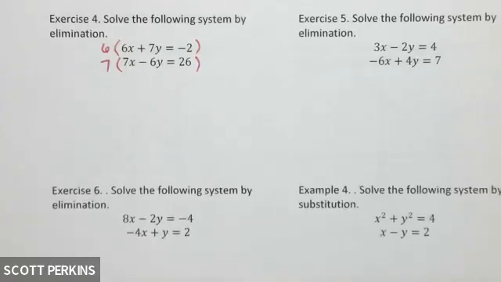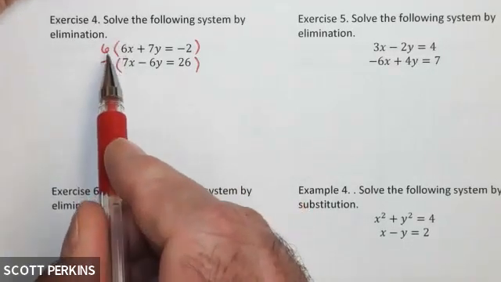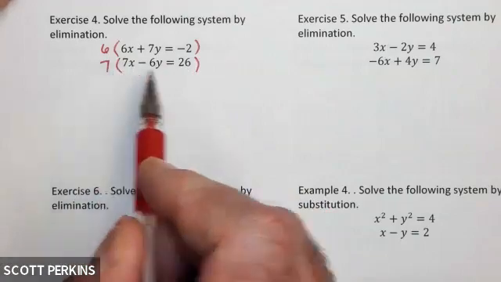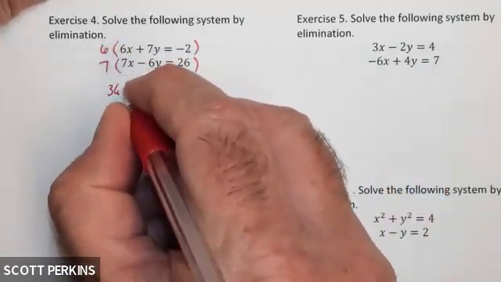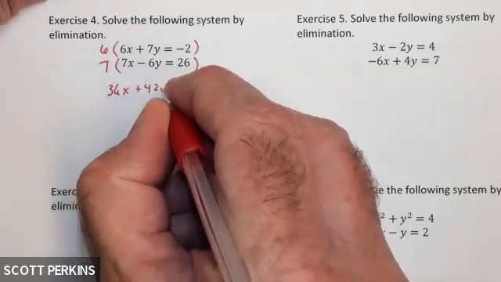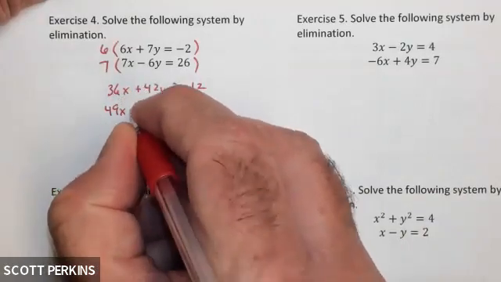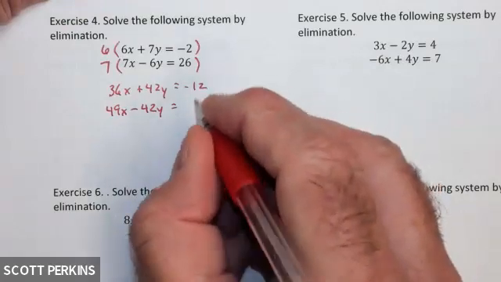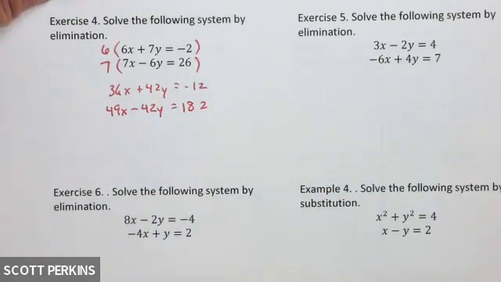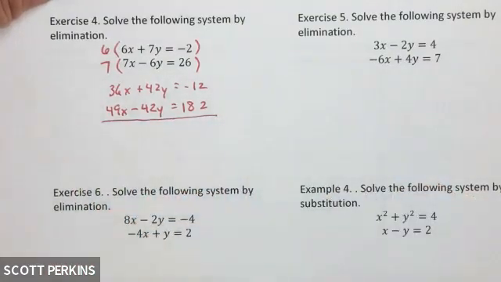All right, so we declared up front we were going to eliminate the y's. So to do that, I'm hoping that everybody multiplied the top equation by 6, bottom one by 7. And so that's going to give me 36x and then 42y and then negative 12. On the other one, 49x minus 42y is equal to something. So it's a 2 and then a 4. Is that 182? Okay, thank you. I'm pretty sure it is, but it's always best to check my arithmetic.